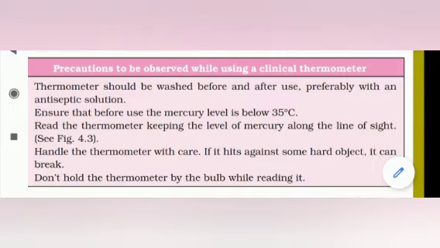Ensure that before use the thermometer level is below 35 degrees Celsius. Read the thermometer keeping the level of mercury along the line of sight, in front of your eyes. Hold the thermometer with care because it is made of glass and is delicate. If it hits against some hard object, it may break. Don't hold the thermometer by the bulb while reading it, because the bulb is the actual sensing part of the thermometer.